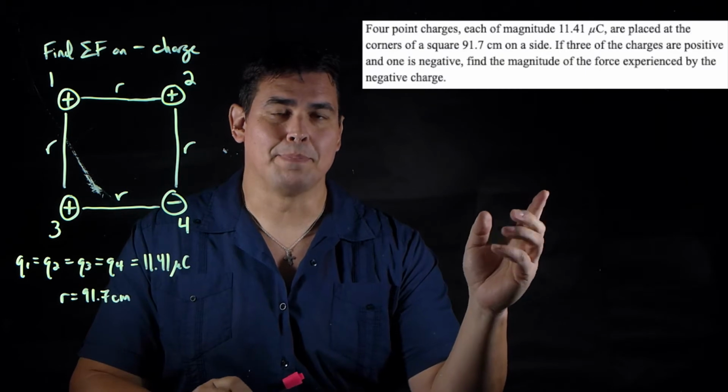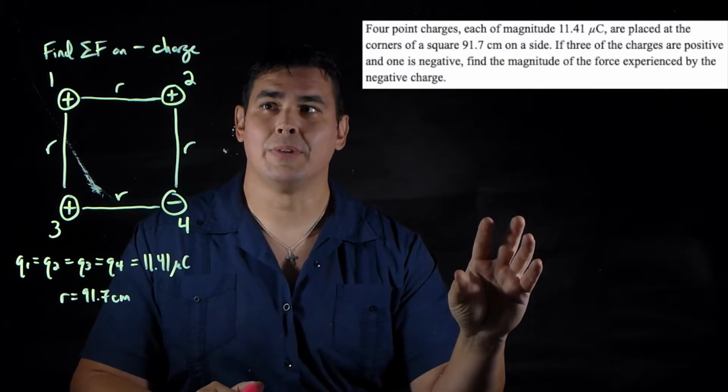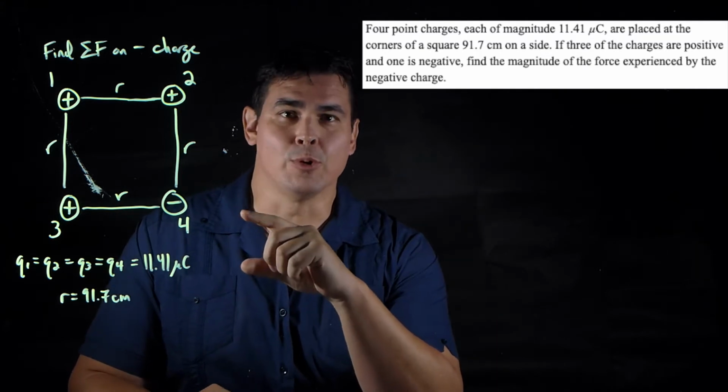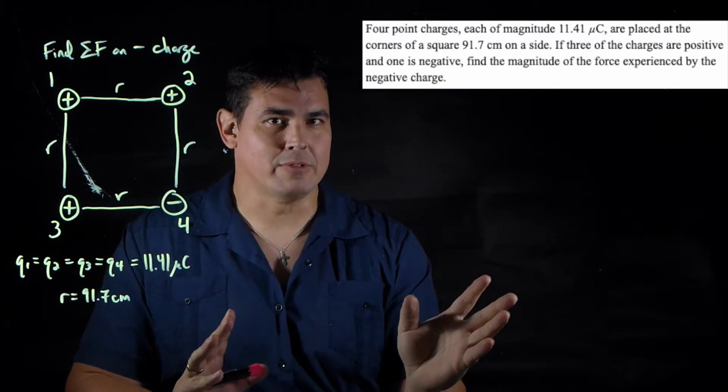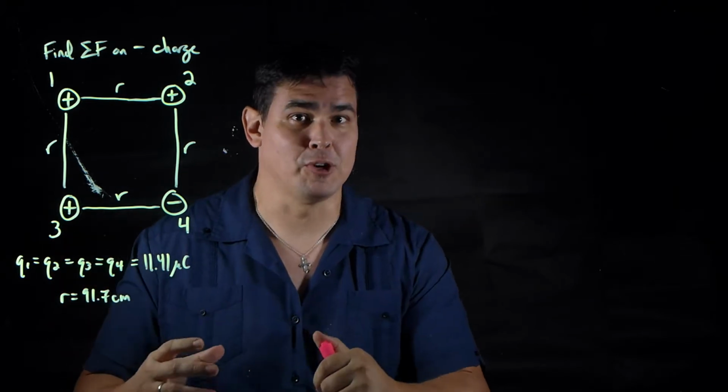So here's my problem. I've got 4 charges that are all the same magnitude, and I need to find the net force on the negative charge, right? The problem doesn't have it drawn out, but I've drawn the problem out here. That's always the best thing to do first, is draw it out.